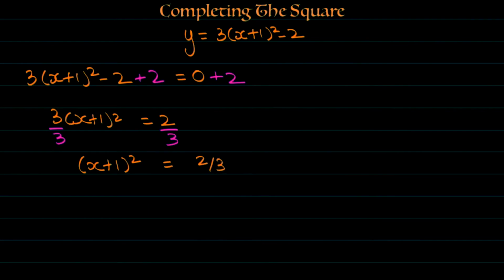So if we square root both the left and the right hand side, then on the left the square will cancel with the square root, and on the right we have to remember both the positive and negative square root of 2 over 3.